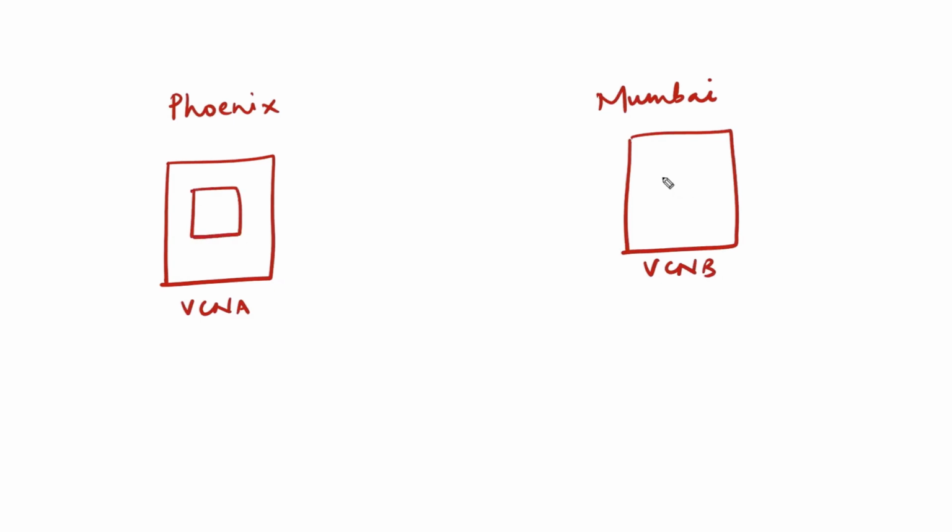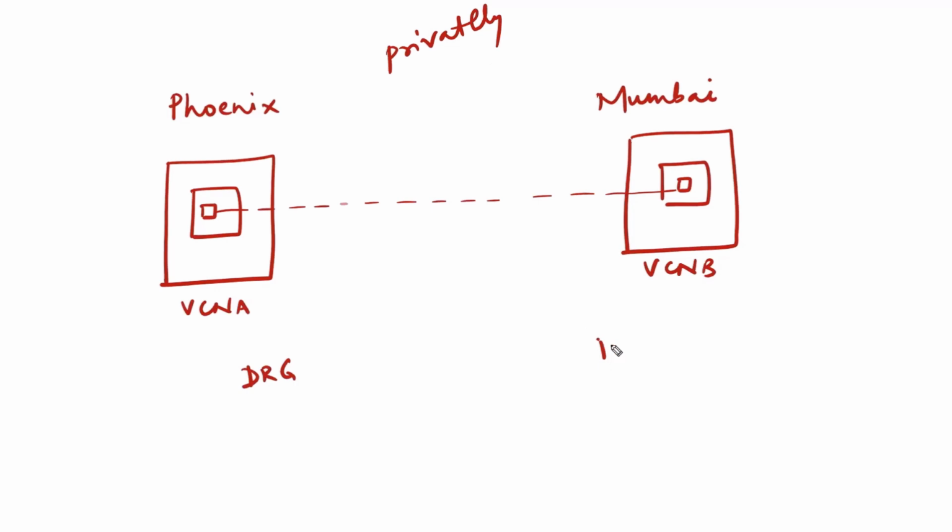Inside the public subnet, there is an instance running on both sides. What we'll do is try to establish communication between these instances privately. What we would typically do here is create a DRG on both sides. Then we'll create a remote peering connection and establish a connection between the two. Apart from that, we will also configure the route tables and security lists.